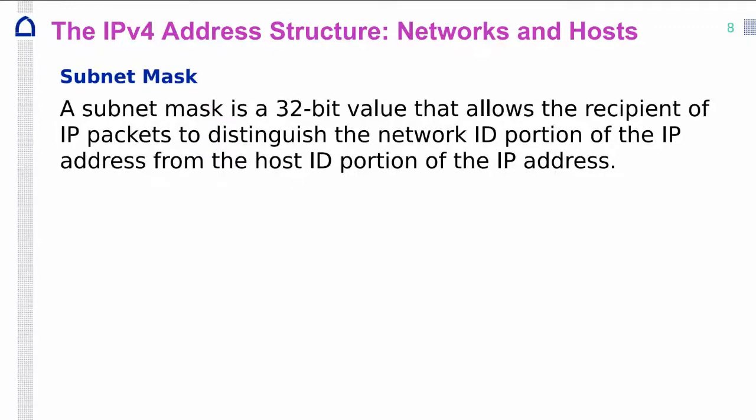Subnet mask. What is subnet mask? We always hear about the subnet mask. Subnet mask is the same as the IP address, 32-bit. But it allows the recipient of the IP packet to determine what is the network ID and what is the host ID, okay? So I have an IP address. If I have a subnet mask, I will do a logical AND between them. Then I can find out what is my network ID and what is my host ID.